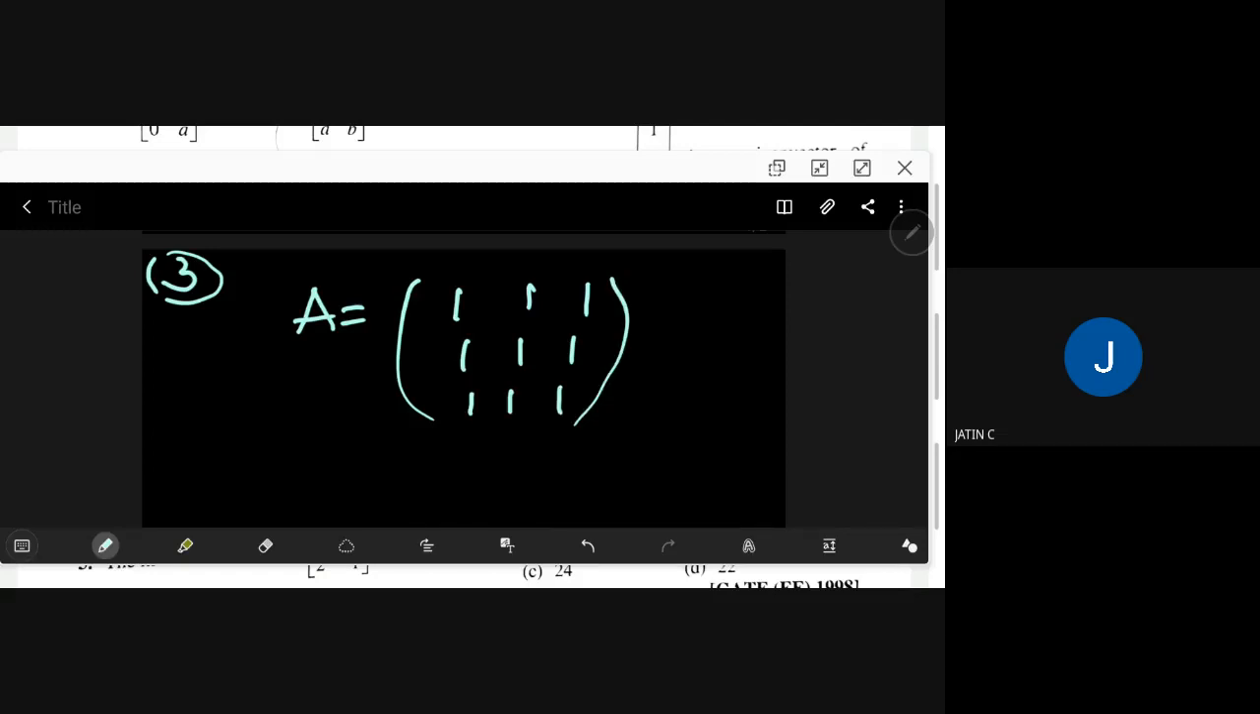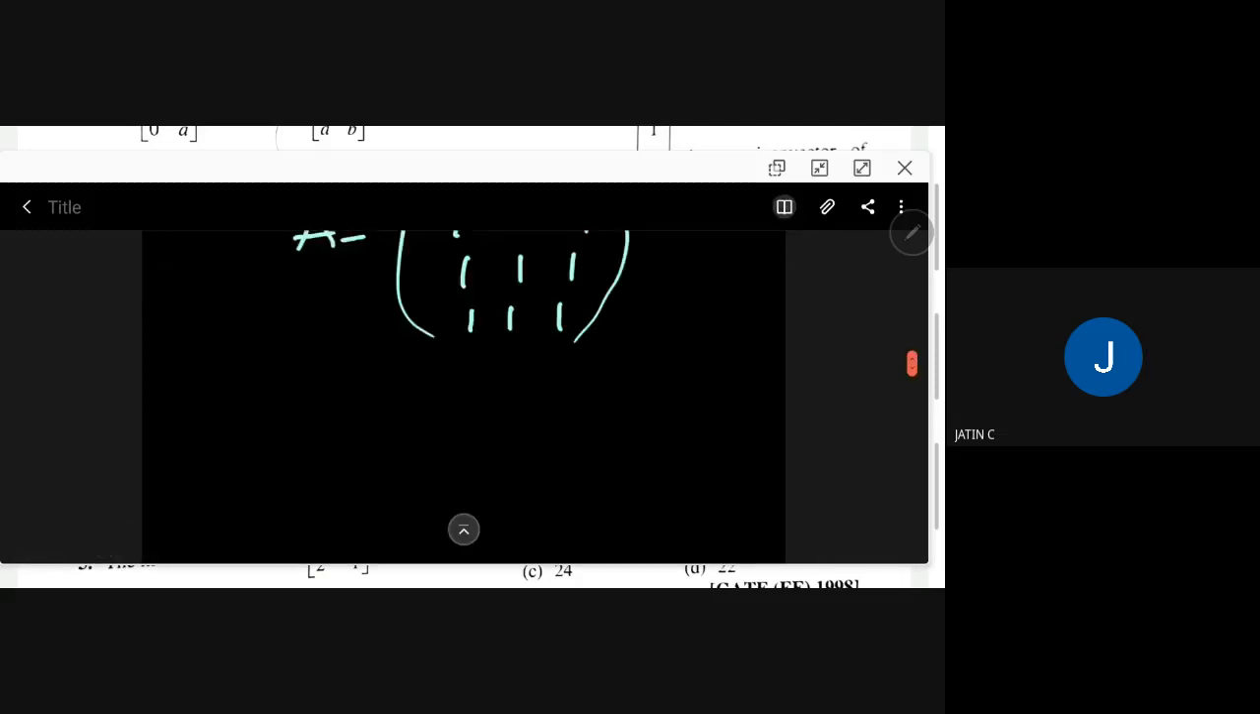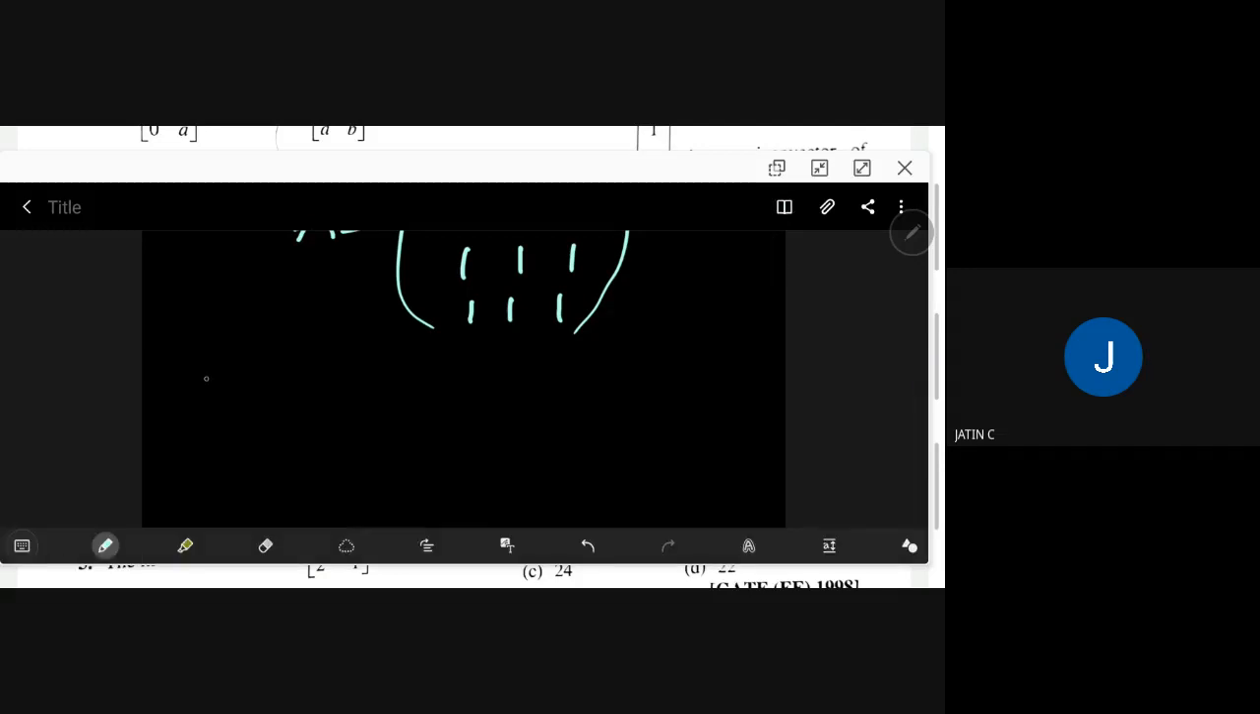Okay. Now see, the third problem. What they have given is this matrix. We are asked to find the eigenvalues of this matrix. In order to find the eigenvalues of this matrix, we need to write something called the characteristic equation. The characteristic equation is determinant of A minus lambda I is equal to 0.